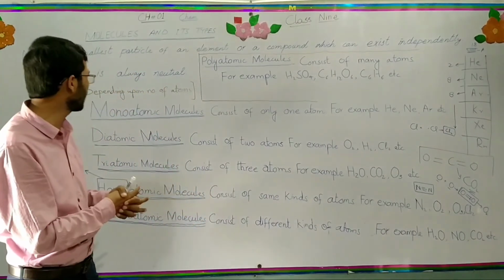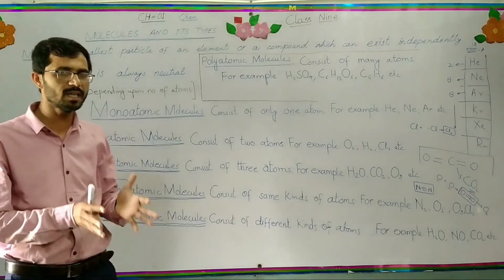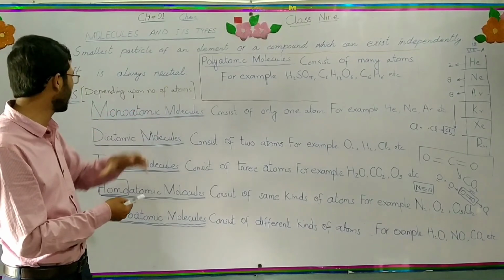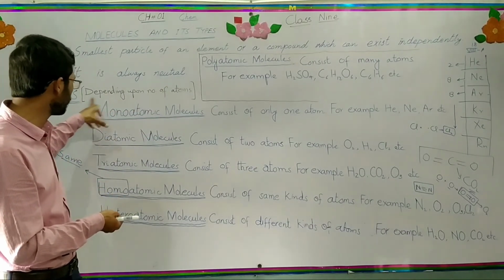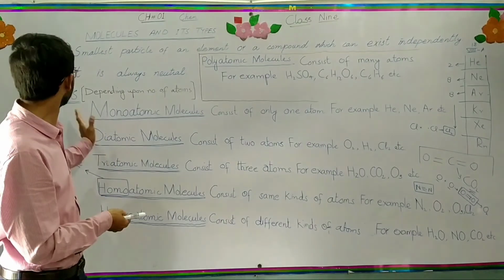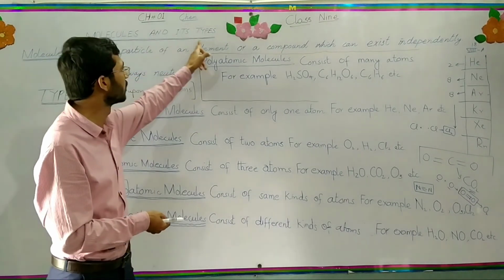And depending upon the molecular mass, molecules are divided into 2 categories, micro and macromolecules, and depending upon the number of atoms, molecules are divided into these different types. So this is our topic about molecules and its types.